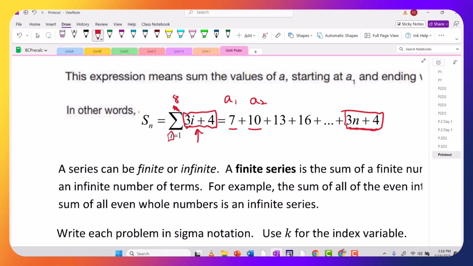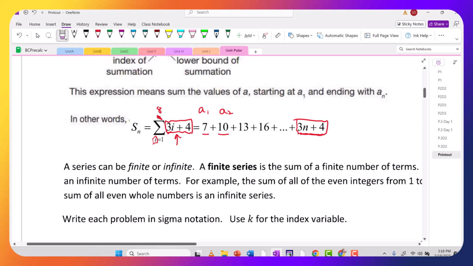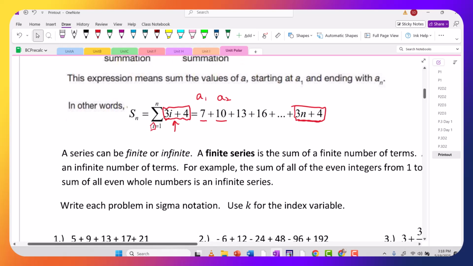All right. So anyway, this is a finite series because it ends at the term n, it doesn't go to the infinite term. Mind blown. How could we add to the infinite term?